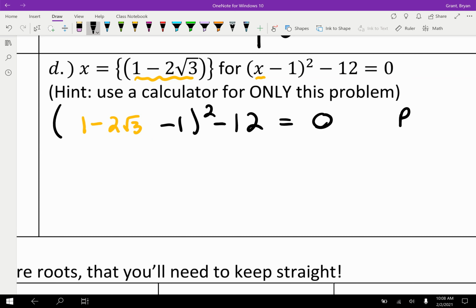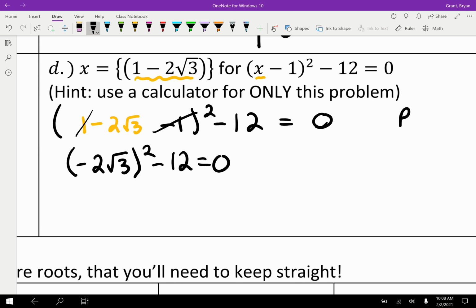The P says simplify the parentheses. Okay, to simplify the parentheses, 1 is going to cancel out -1. 1 minus 1 is 0. And so I think all this leaves me with then is -2 square roots of 3 with a square minus 12 equals 0. I can already tell I'm going to run out of room here. I'm probably going to have to do some arrows in a bit, but that's okay, I think.